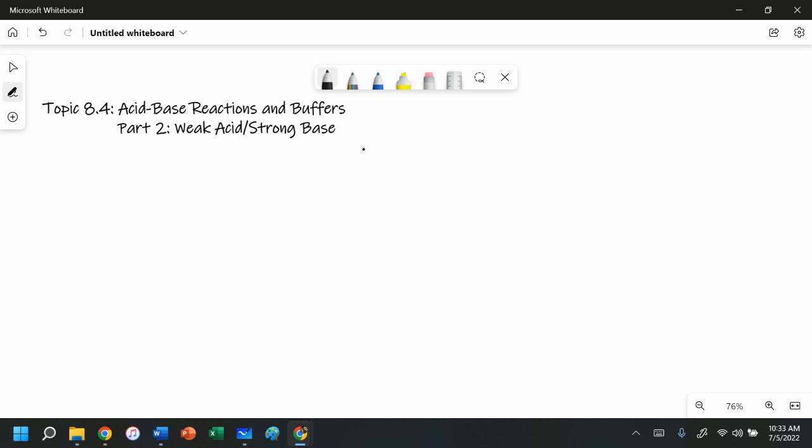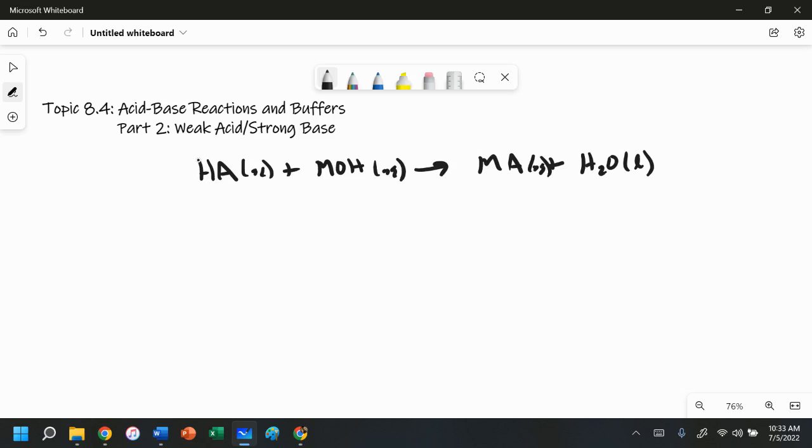So when a weak acid and a strong base react with one another, weak acids are written in the molecular form as hydrogen bonded to some anion. And this is a generic way of writing an acid, which is in aqueous solution. A strong base, which is a metal bonded to hydroxide, can be written as MOH, which is also in aqueous solution. And when these two react, it's a double replacement reaction, and we'll end up making a salt, which is a metal and anion, and water, which is HOH, or H2O, which is a liquid at room temperature.